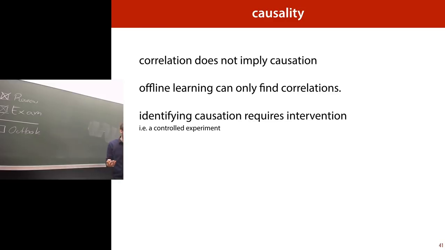I can find the correlation. I can find that I can predict one from the other, but not the causation. And to identify causation, I need intervention. So I need this kind of reinforcement learning setting where I can take an action in the world, do an experiment in the world and observe the results of that experiment, and then I can work out which way the arrow of causation goes.